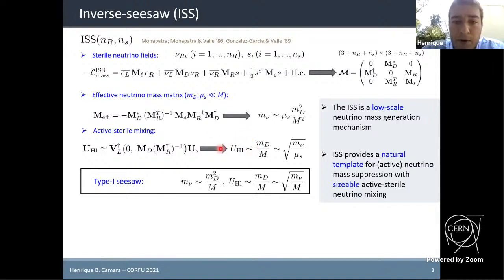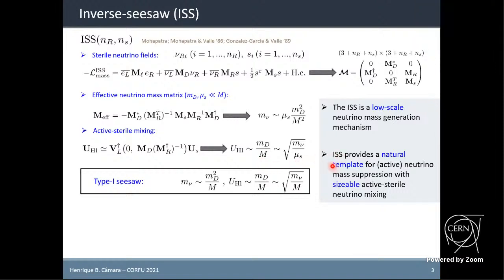So the heavy-light mixing parameter depends on the scales as M_D divided by M, which is basically the same dependence as the type-one seesaw case, but here we have M at the TeV scale. Therefore, we are going to have sizable active-sterile neutrino mixing.